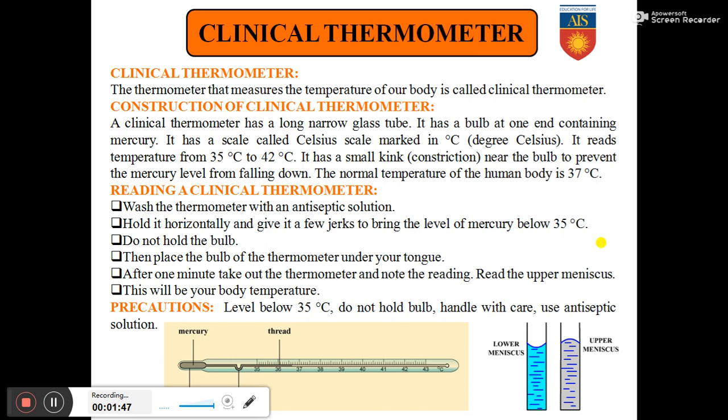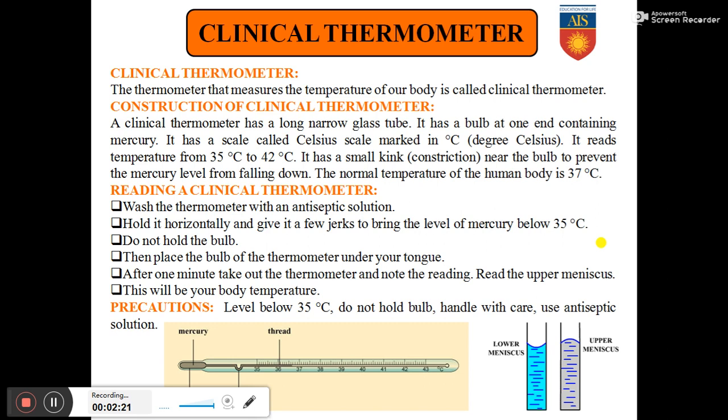And if you see, there is a small constriction called a kink near the bulb. Why is a kink present? It prevents the mercury level from falling down, so that when you take the temperature of your body and you take it out of your mouth, the temperature is still shown the way it was when it was inside your mouth. If the small kink or constriction was not there, then the temperature will start falling down, and you will not get the exact temperature of your body. The normal temperature of the human body is 37 degrees Celsius.